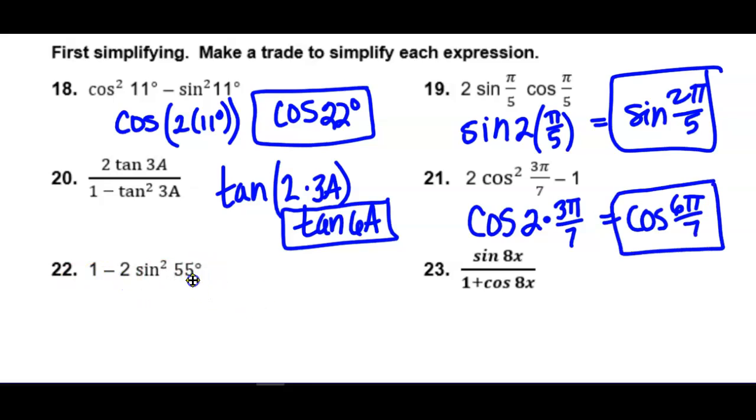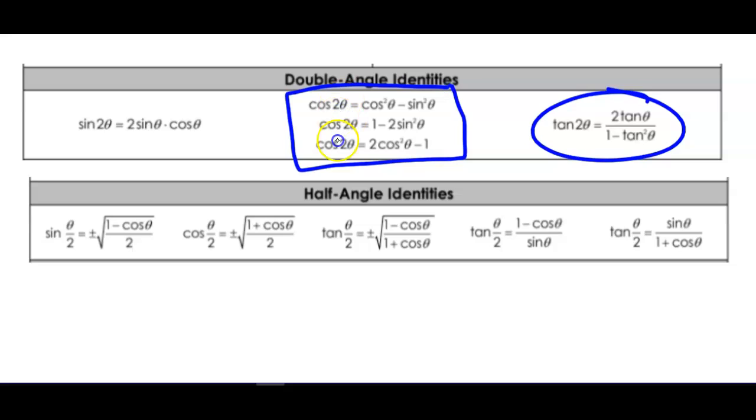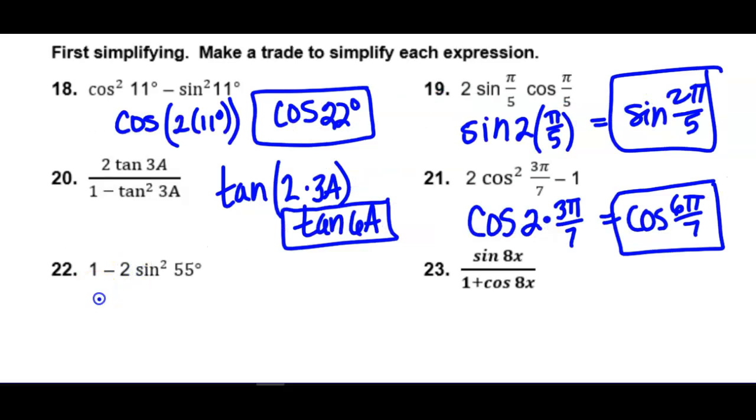1 minus 2 sine squared of 55. It's kind of scrunched in there. But 1 minus 2 sine squared is also the cosine of 2 theta. In case you didn't figure that out the first time, all of these are substitutions for cosine of 2 theta. So you could do any of those, and we'll talk about why we would pick one over another when we do more equation solving tomorrow. 1 minus 2 sine squared of 55 is the cosine of 2 times 55, or the cosine of 110.